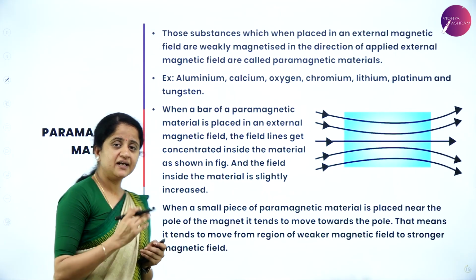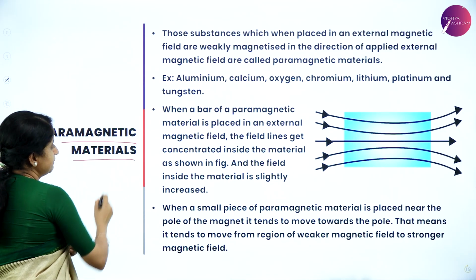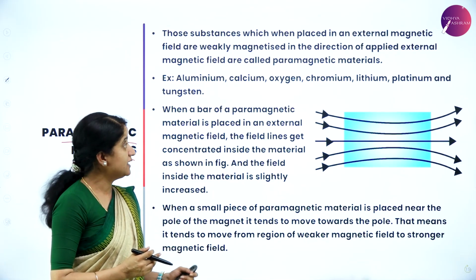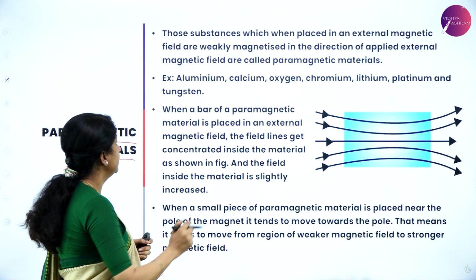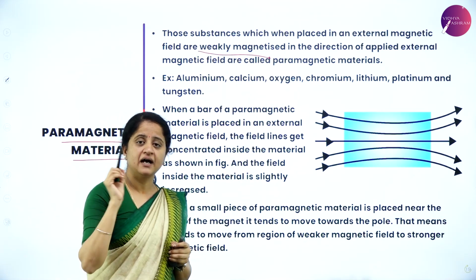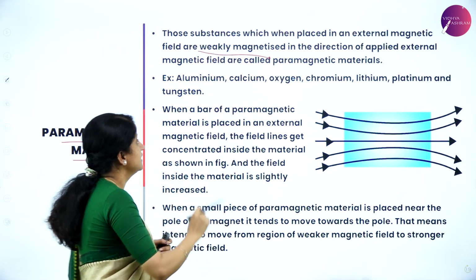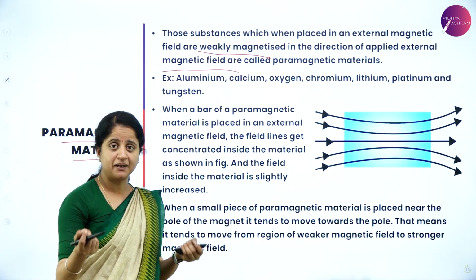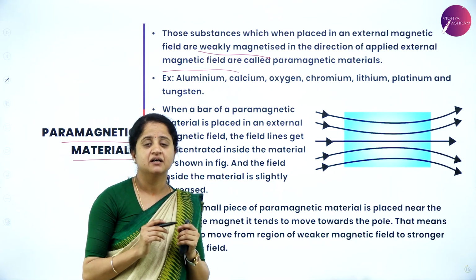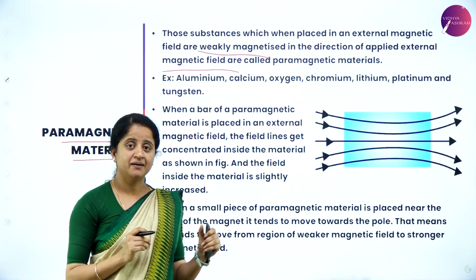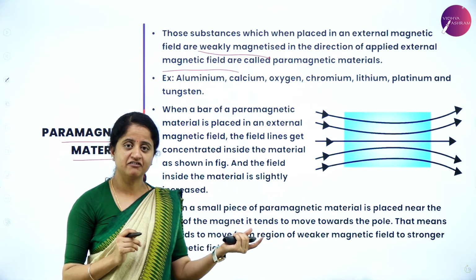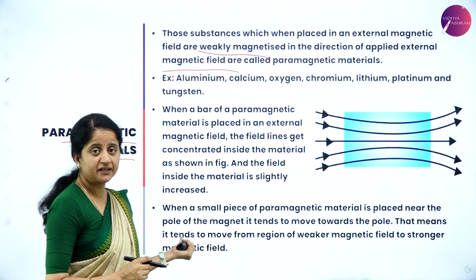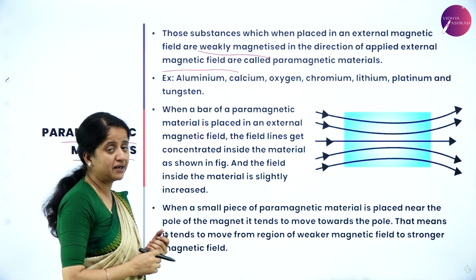Let us learn about the next category of material, that is a paramagnetic material. What do you mean by paramagnetic material? These are the substances which, when placed in an external magnetic field, get weakly magnetized, and the direction is in the direction of the magnetic field. So the difference between diamagnetic and paramagnetic is the direction of magnetization. When a diamagnetic material is placed in a uniform magnetic field, the substance gets weakly magnetized but in the opposite direction. But in the case of paramagnetic, it is in the same direction as the applied magnetic field.